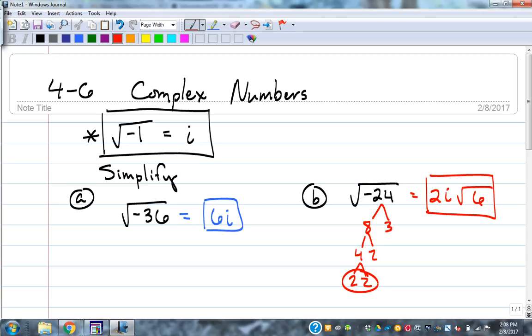The i goes right in front of the radical. If there's a number that comes out, put it first, and the i should be right up against the radical. That's the normal way of writing that. Okay. We'll look at some complex numbers and do some operations with them in just a minute.